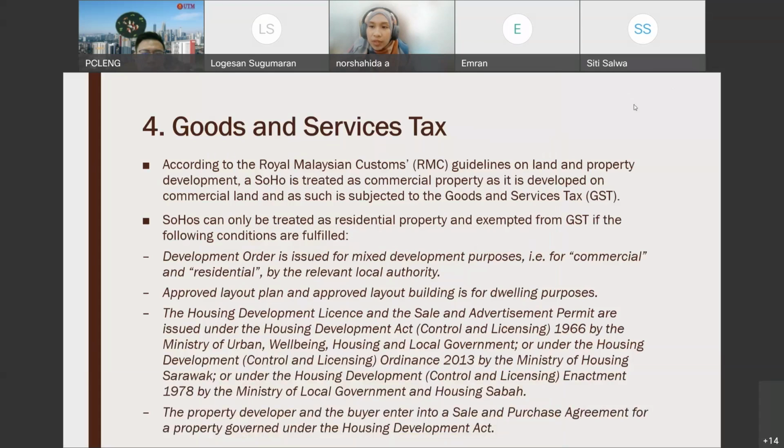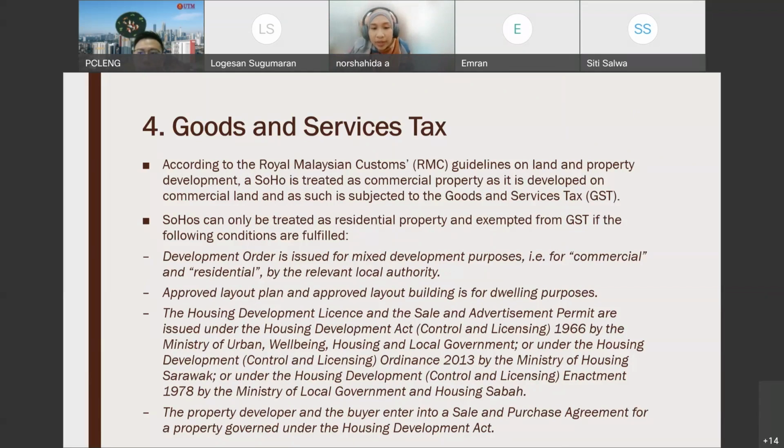Okay. In terms of goods and services tax, according to the Royal Malaysian Customs guidelines and also land and property development, the SOHO is treated as commercial property as it is developed on commercial land and as such is subject to the goods and services tax. SOHO can only be treated as residential property and exempted from GST if the following conditions are fulfilled. Okay. A development order is issued for mixed development purposes, for example, commercial and residential, by the relevant authority.